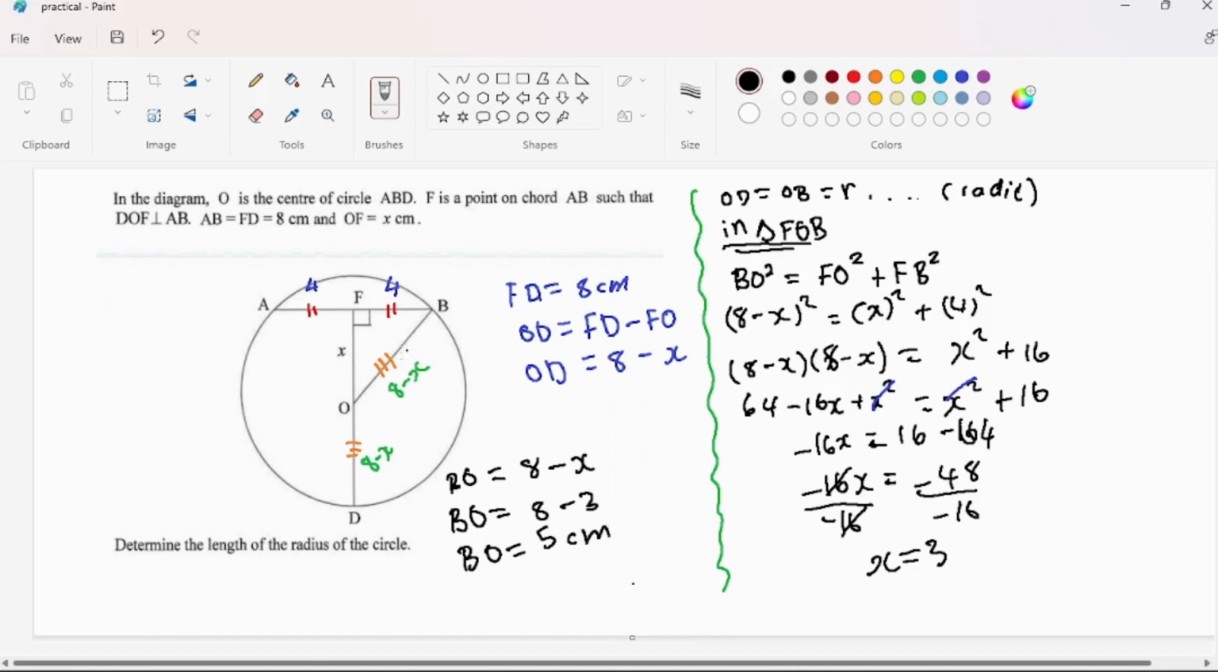So how can we trust that this is 5 centimeter? We can trust it, guys, because here we know that x is equal to 3. And we also know that this is the hypotenuse side, so it must be the longest side, which is 5 centimeter.